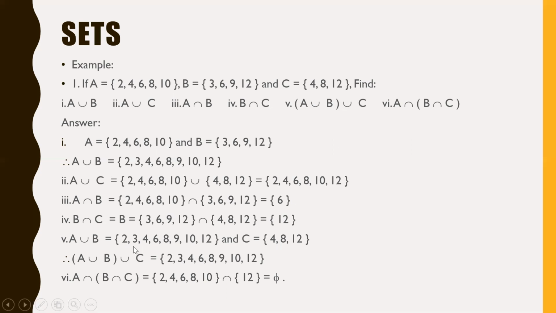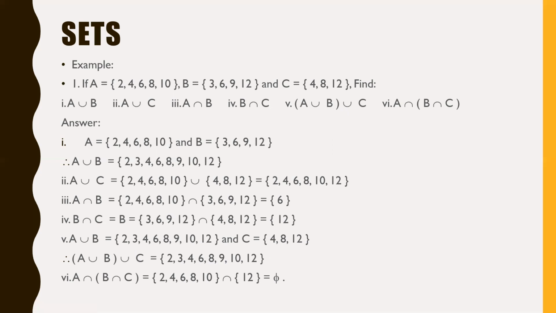That means you have to write all the numbers. So all the numbers are 2, 3, 4, 6, 8, 9, 10 and 12. Why? Because 4 is here also and here also. In this set and this set also 4 is there. 8 is also common and 12 is also common. So the same numbers we are writing: 2, 3, 4, 6, 8, 9, 10, 12.